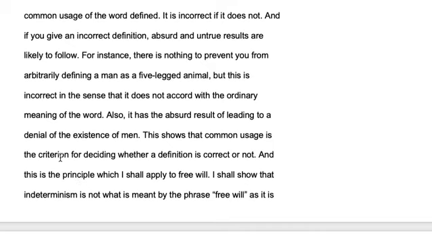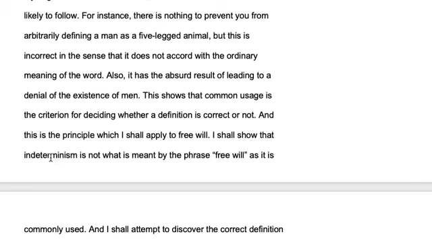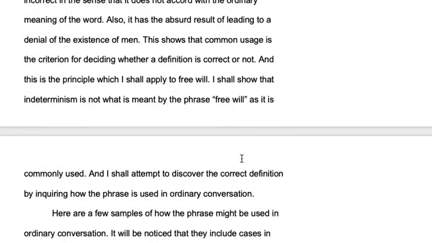Principle, that's another name for criterion. So go ahead and underline principle, knowing that it's another word for naming the same concept that is named by the word criterion, and then free will, and then again, determinism, free will. Here, common usage, just a different way of saying the same thing, but again, you want to note it. And then correct definition, and then again, go ahead and do ordinary conversation, because that's just another way of saying common usage.